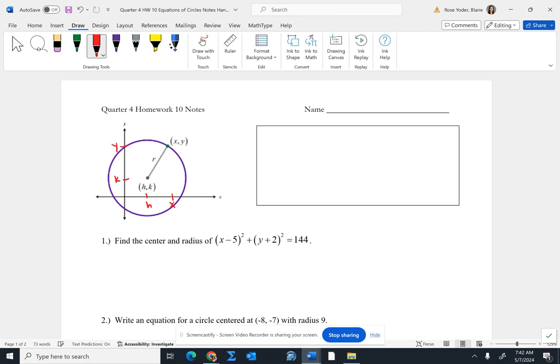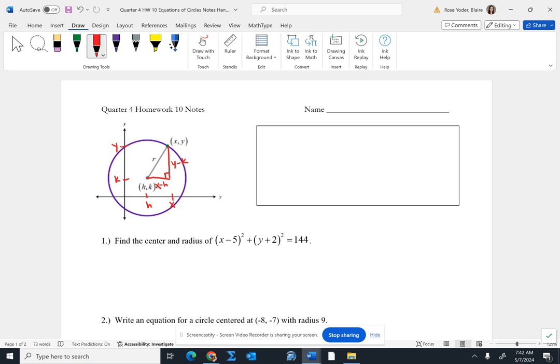Here's x and y. And I'm going to get the formula for a circle by doing the Pythagorean theorem. If you think about it, that radius is like the hypotenuse of an imaginary right triangle. So I'm going to draw in the missing right triangle. And that little horizontal distance is the distance between h and x. So that's x minus h. And then that little vertical distance is the distance between k and y. So I'm going to write y minus k.